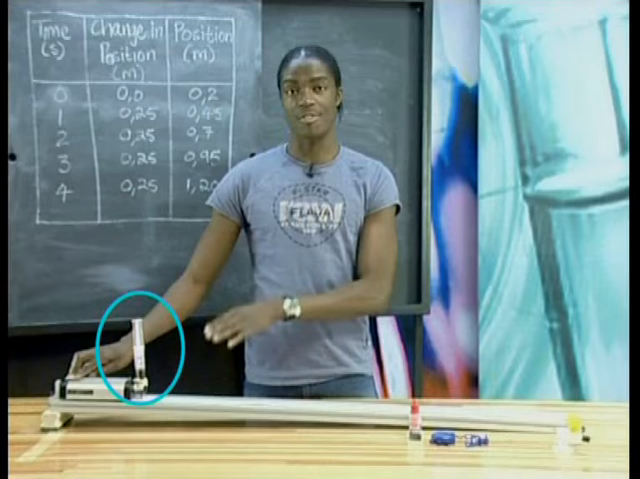He allows ink drops to fall on the track at regular time intervals. If the trolley goes faster, the ink spots on the track are further apart. He will measure the distance between the spots to calculate the velocity of the trolley.